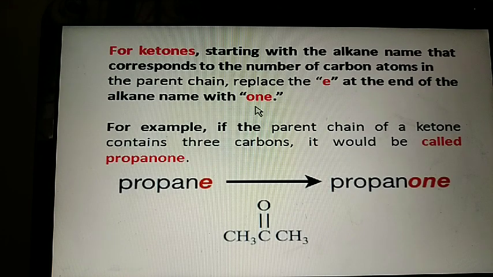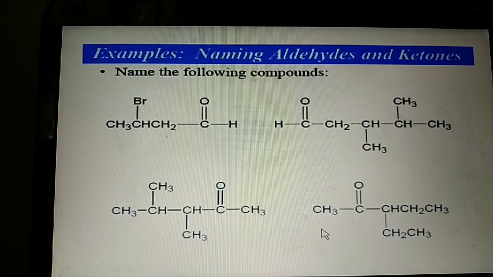Like in ketones, the alkane E is replaced by ONE. So propane, the E is replaced by ONE, and the molecule will be propanone. The best example is acetone, CH3COCH3.